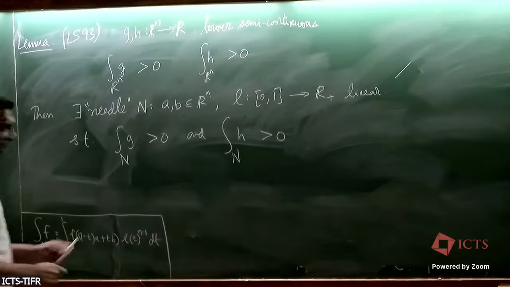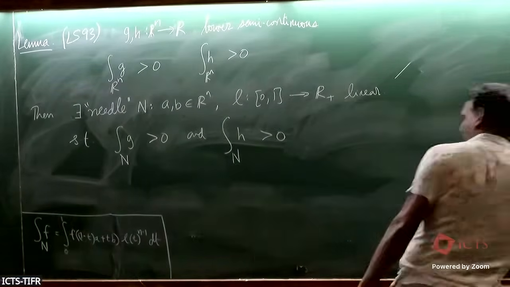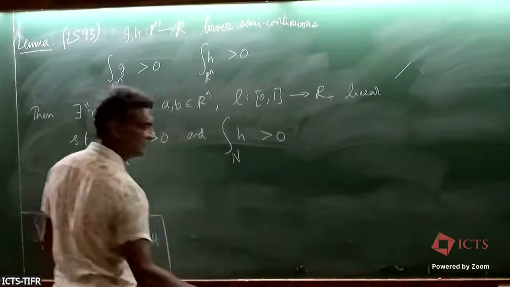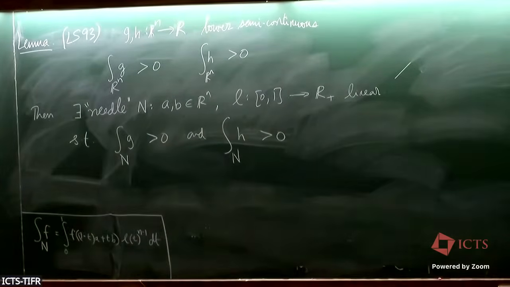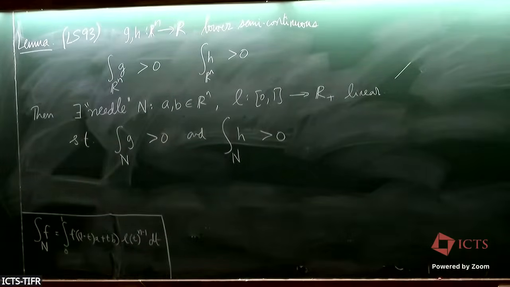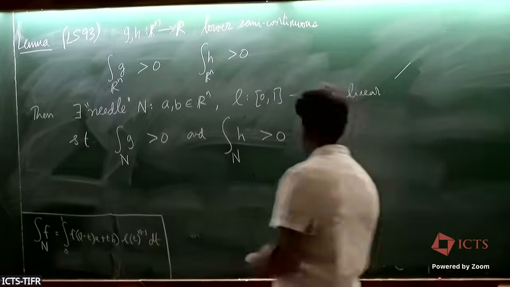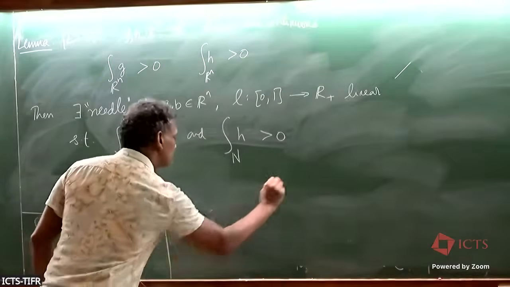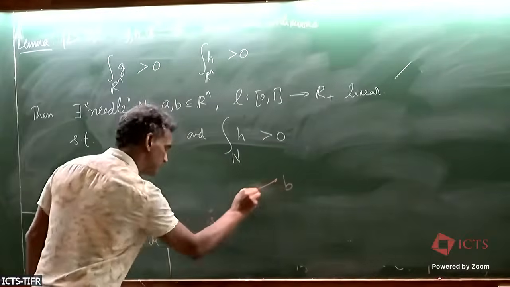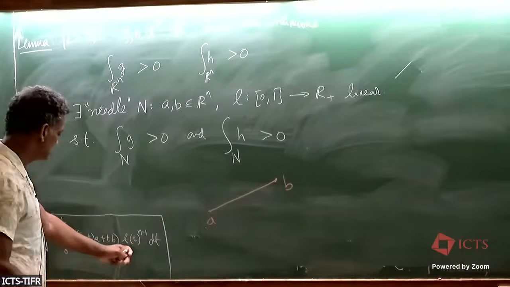So let's draw a little figure of this needle. So you have 2 points, A and B. So here is A, some B. This is your, right? Now what is this doing?